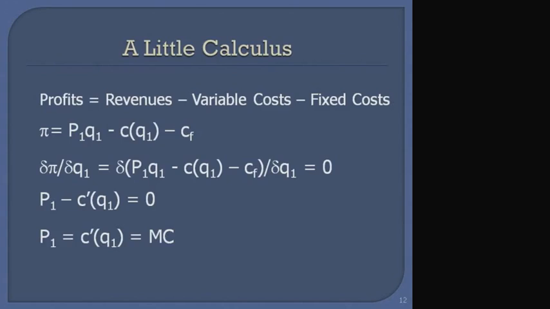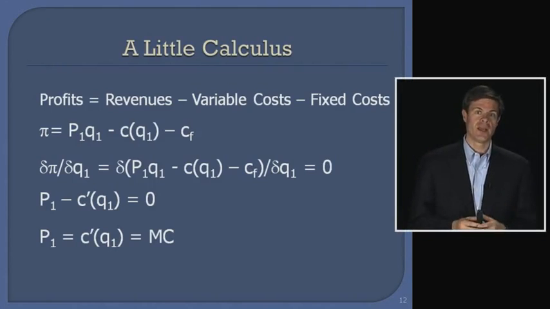Represented mathematically, we use the Greek symbol pi to represent profits. We have our revenues, once again, our price times our quantity sold. We have our variable costs, which we represent here as cost as a function of the quantity sold. And then we have our fixed costs represented by the CF.